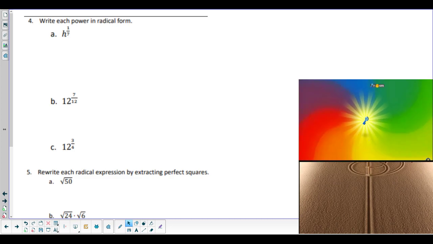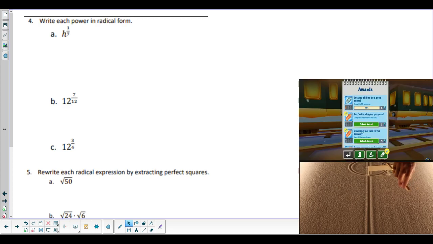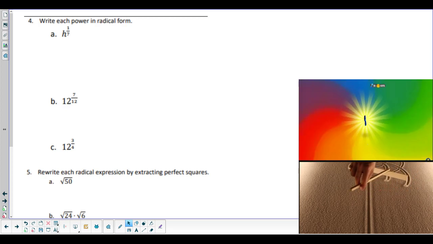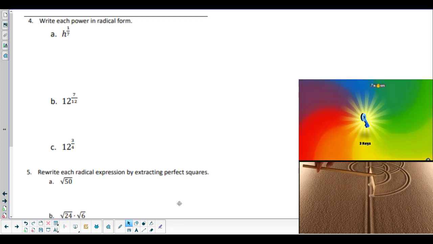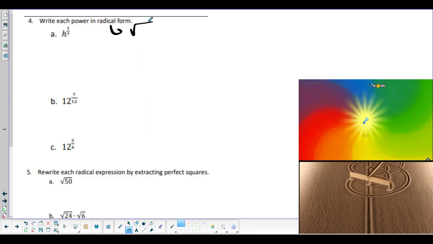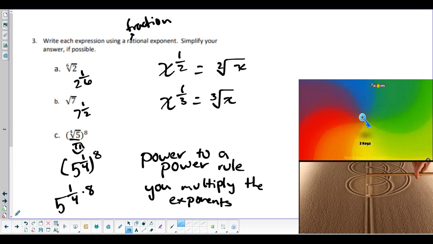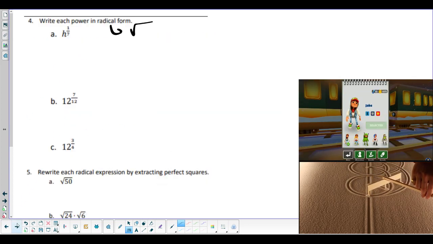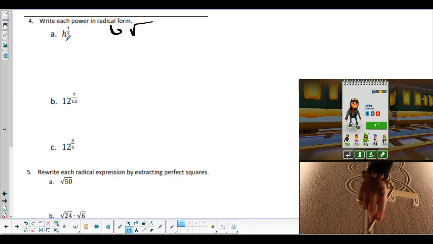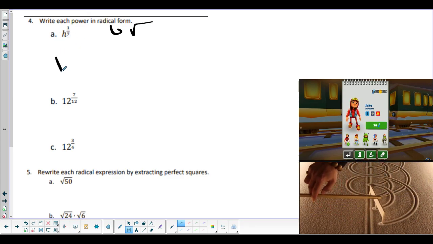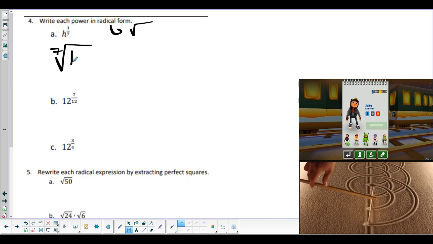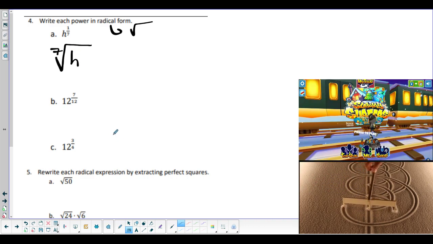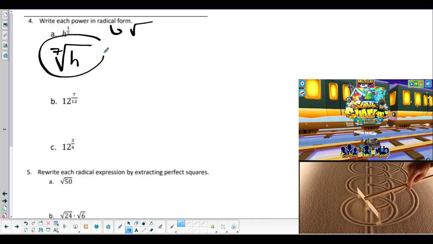All right, so in this one, we have to go backwards. We're given the exponent form, and we want to rewrite it as a radical. A radical just means it has this symbol somewhere in it, right? Well, I can use the same exact logic from these last problems to know that if h is being raised to the 1/7, that's the same as the 7th root of h, right? And that's the answer for that.